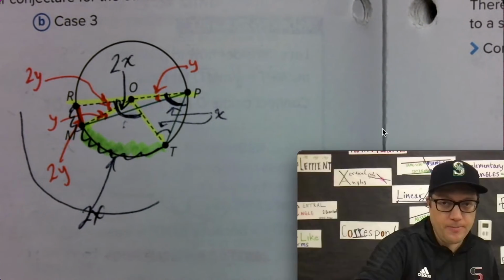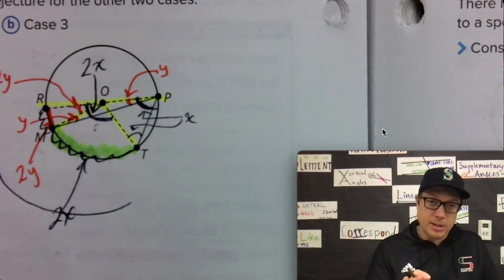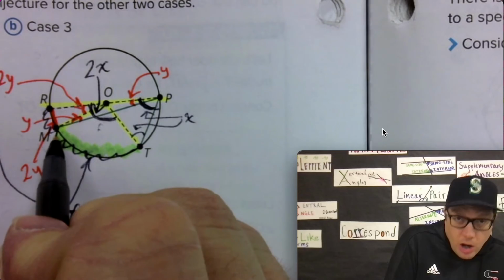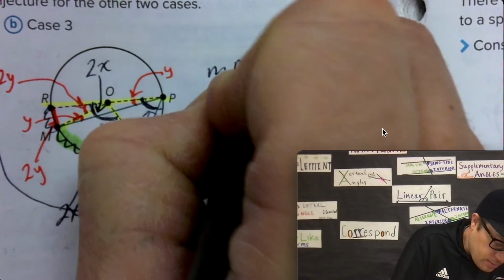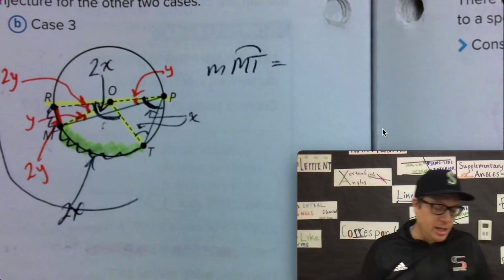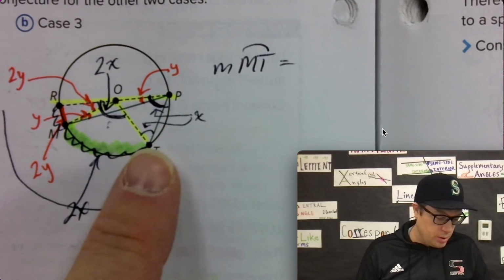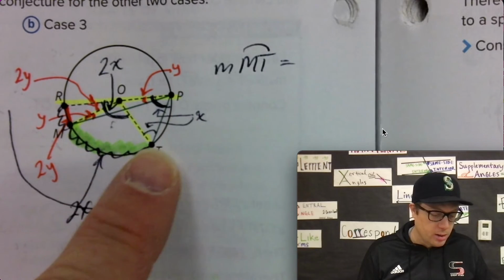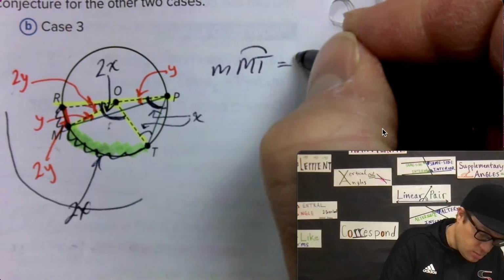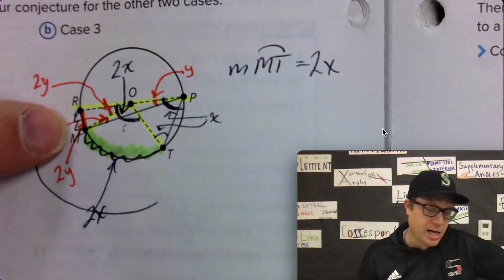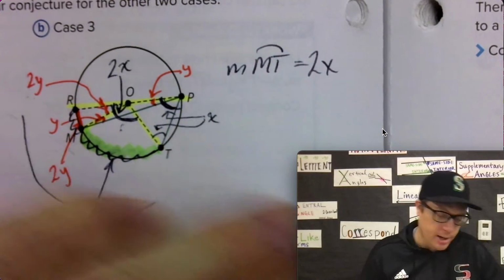Put that right up there. Okay, I'm going to say that arc MT is equal to this whole thing. So this whole thing is 2x. But I got to take away that little arc right there, 2y.